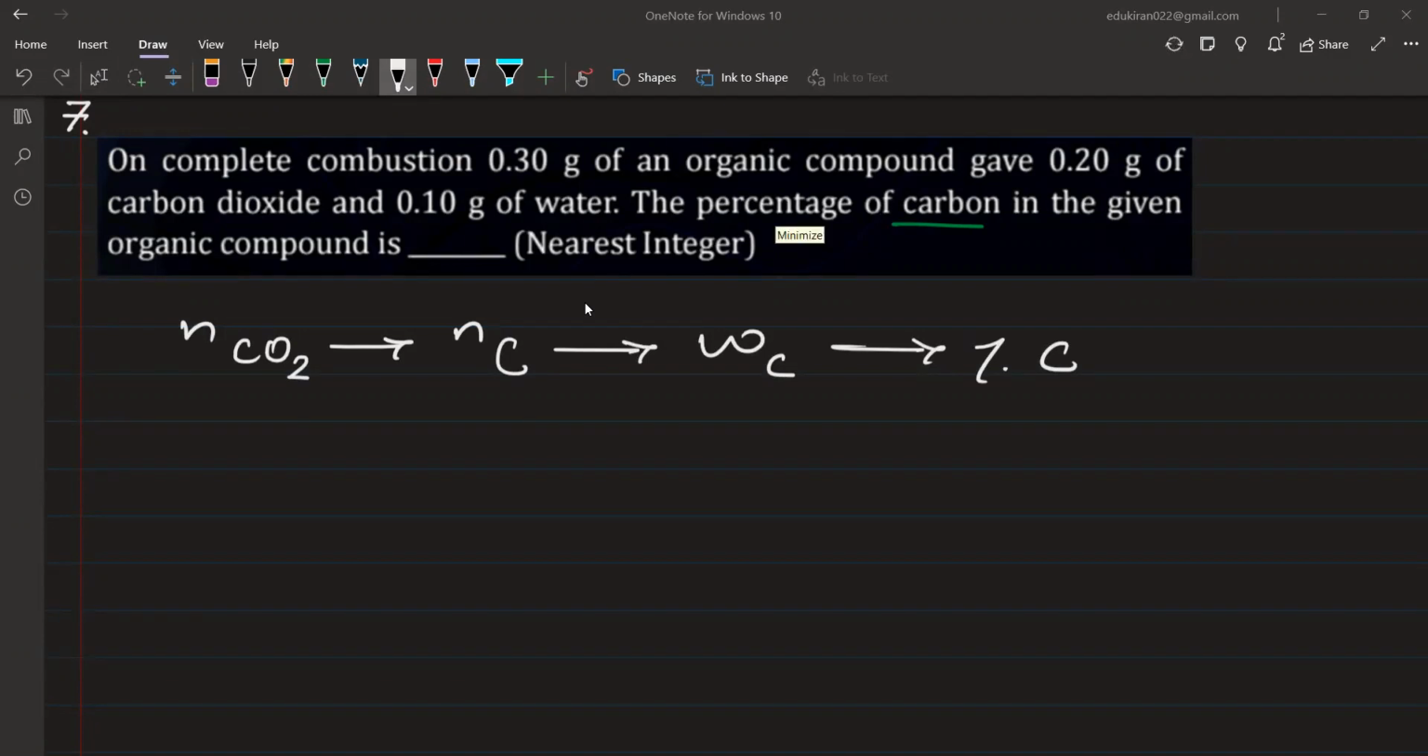Okay Aditya. We'll see. बाकी लोग आंसर करें. Number of moles of carbon dioxide will be equal to number of moles of carbon, multiplied by 12, that will be equal to the weight of carbon, then divided by 0.30 and then multiplied by 100. बहुत आसान है, प्लीज कीजिए इसको.